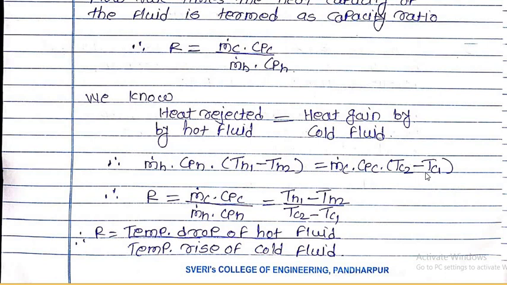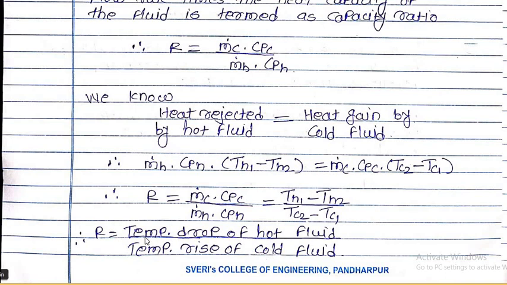TC2 minus TC1. So if you arrange this in the format of m dot c, if you shift m dot h multiplied by cph to this side and TC2 minus TC1 to this side, we will get the capacity ratio R equal to m dot c multiplied by cpc divided by m dot h multiplied by cph. That is nothing but the capacity ratio, which is equal to TH1 minus TH2 divided by TC2 minus TC1, where TH1 minus TH2 is the temperature drop of the hot fluid and TC2 minus TC1 is the temperature rise of the cold fluid.